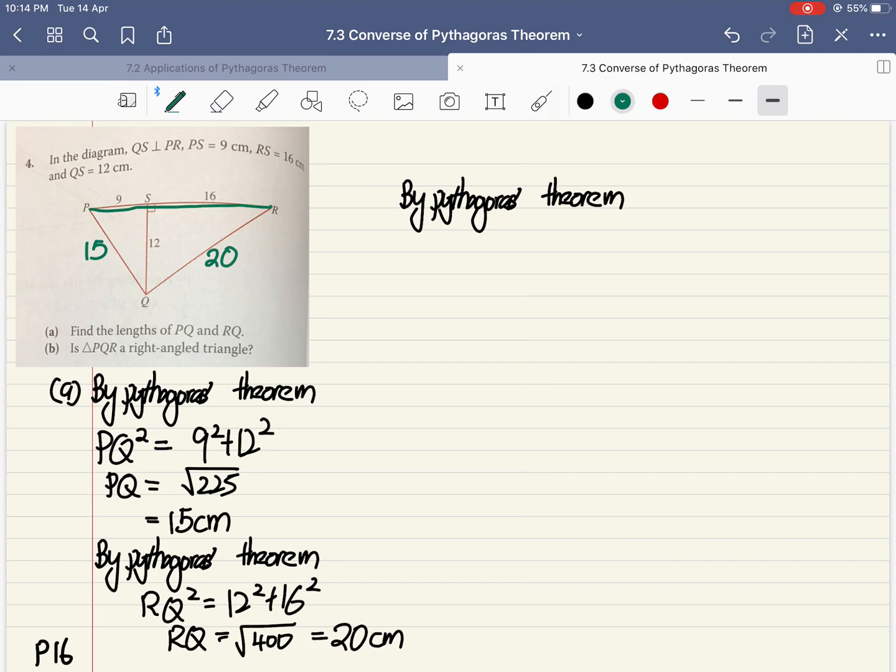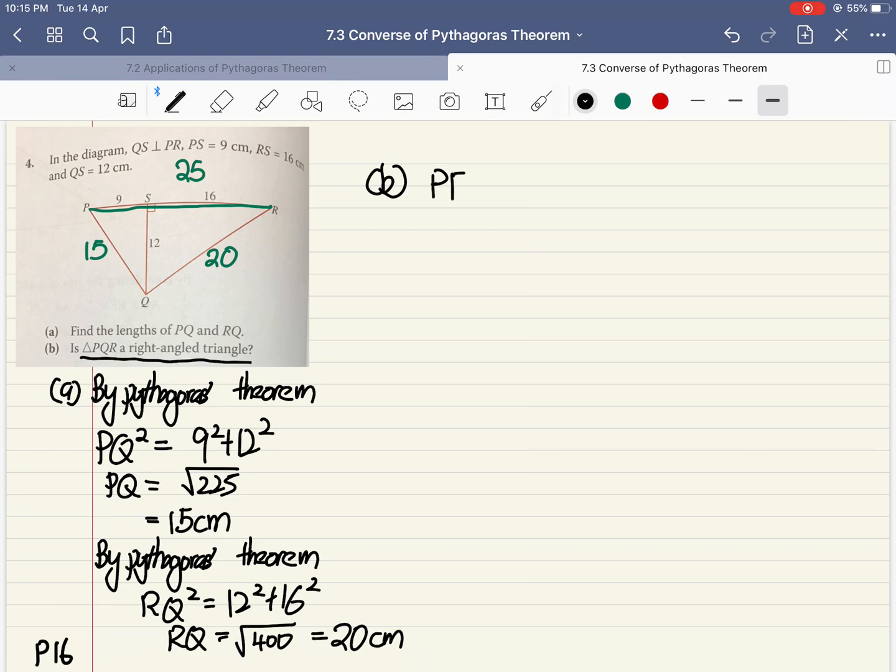So let me just label what we've just found. This was 15. This was 20. Then this entire length here is 25. Now let us just erase this. Okay, so what we'll do here is this. We want to find out if PQR is a right angle triangle.